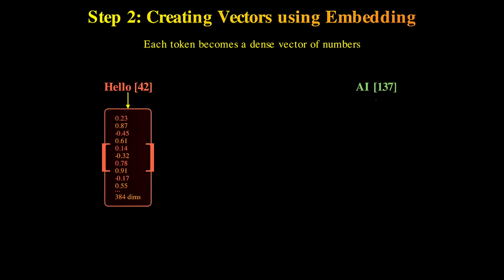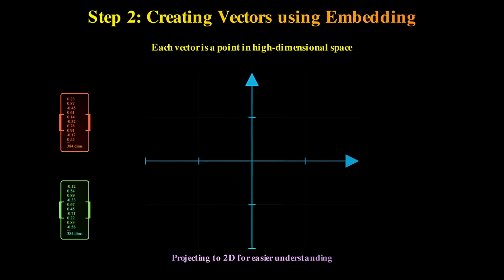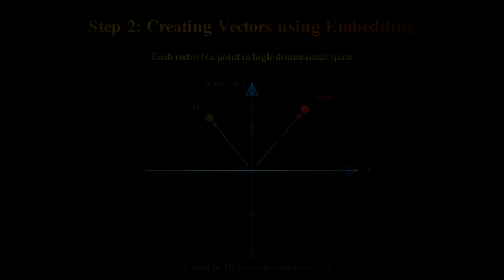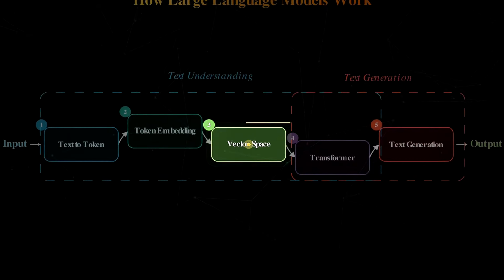Each of these vectors is a point in a high-dimensional space. We can think of it as having 384 separate axes, far more than we can visualize directly. So let's project this down to just 2 dimensions to make it easier to understand. Here in 2D, we can see where hello and AI land as points in space. Each word occupies a specific position based on the numbers in its vector. But what do these positions actually mean? That's what we'll explore next.